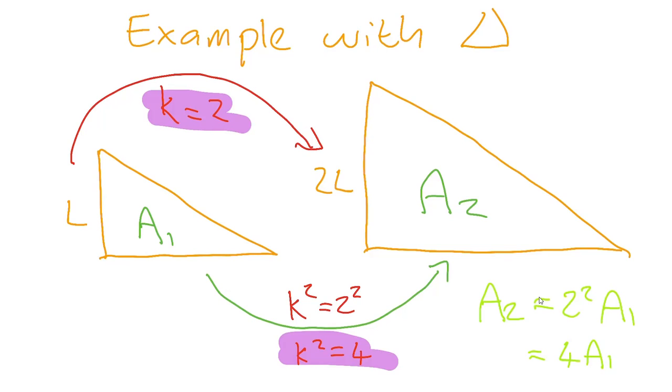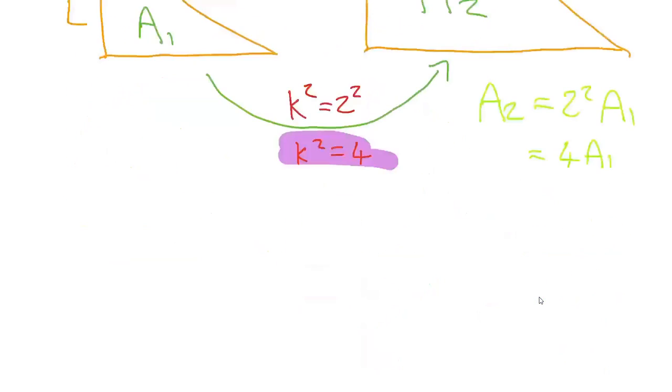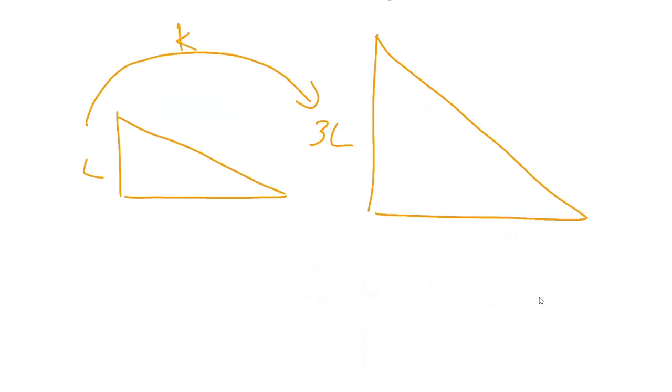If you multiplied the lengths by say 3, then the K factor will be 3, and the area factor will be 3 squared. Correct. So let's do that as a second example. Let's do exactly the same scenario, but multiply it by 3. Take the same triangle, start with length L, go to 3L, and then ask yourself, what is the K factor? By how much did you increase the length?